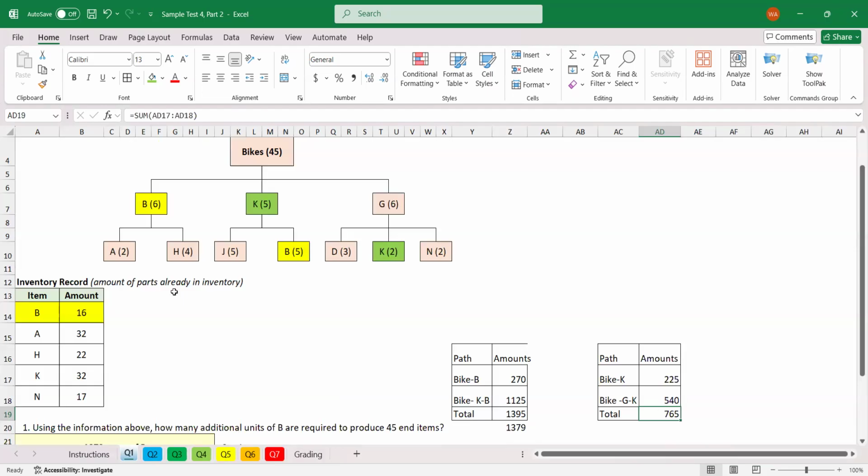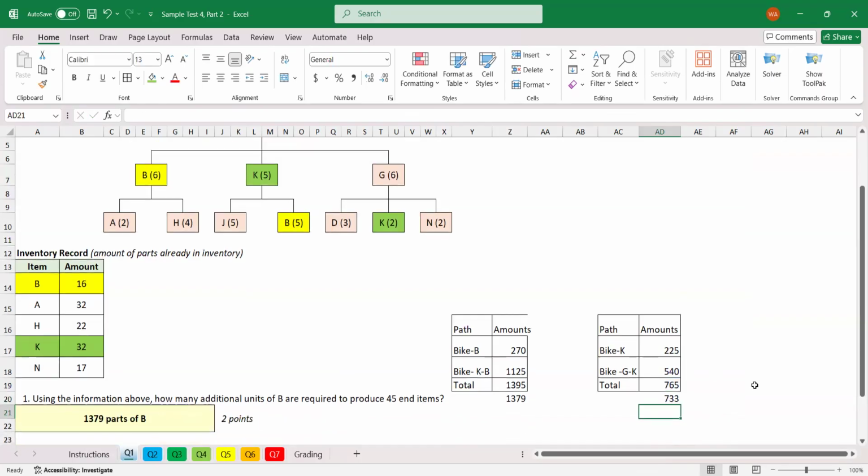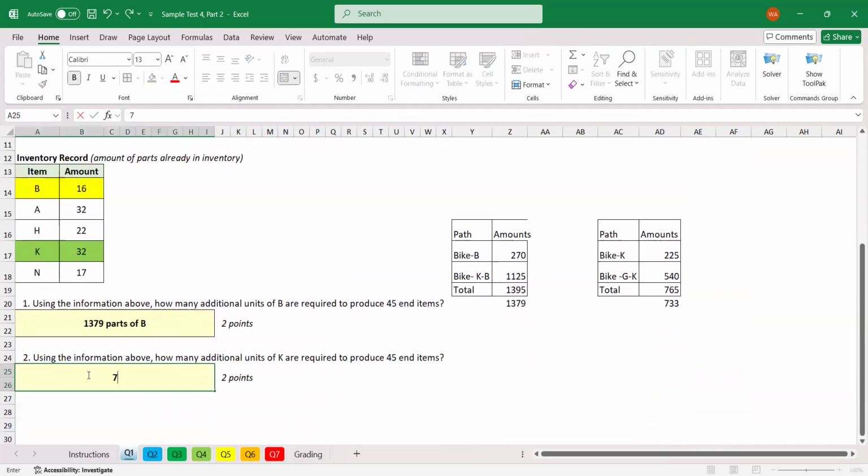But always, again, go back and see, do we have anything in the warehouse already? And in this case, we have 32 parts already. So subtract that and say we needed 765, but we have 32 already available. So the balance that's needed will be 733 parts of K. And that's what you'd put as your solution here, 733 parts of K needed. All right, and that would answer this question in its totality.